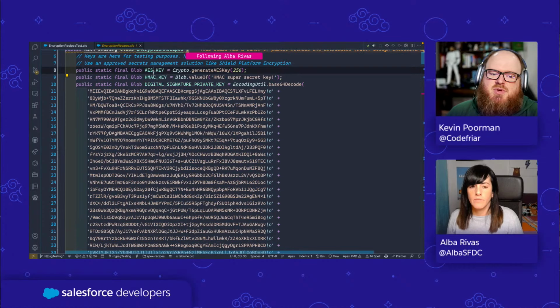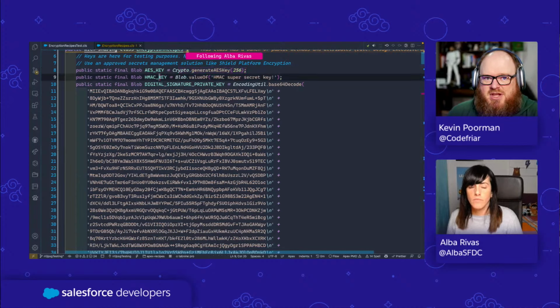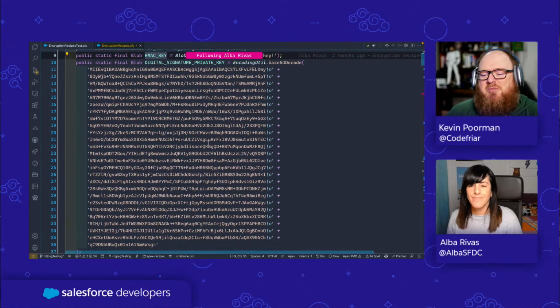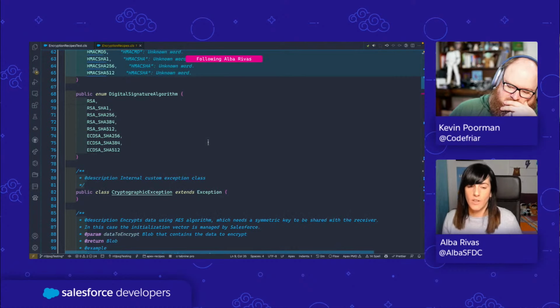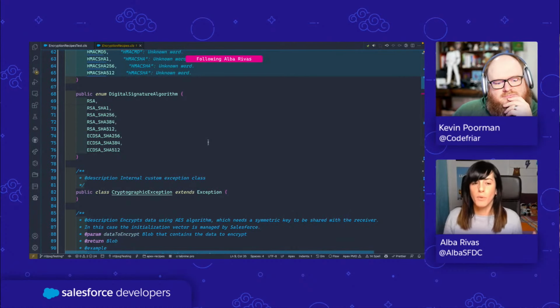Now it happens that we can cheat with the AES key because there's a method on Crypto to generate the AES key. But some of these in here, like the HMAC key, etc., don't put them in the code. Pull them out of secure storage. Yes, exactly. So this is only for testing purposes.